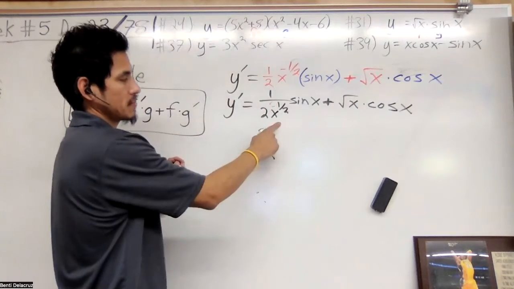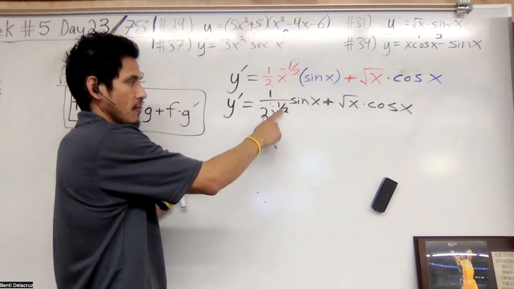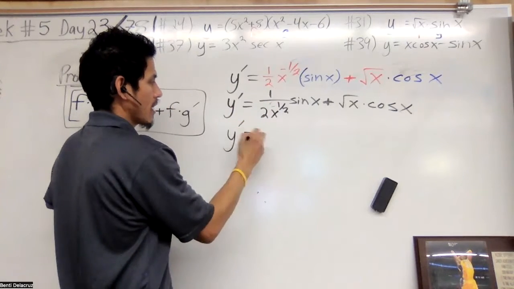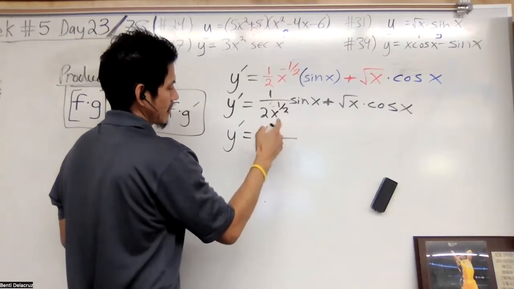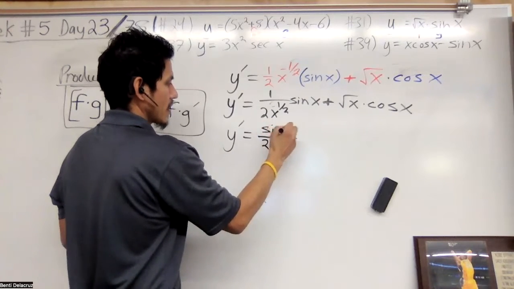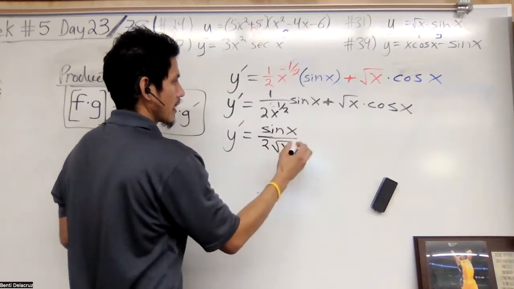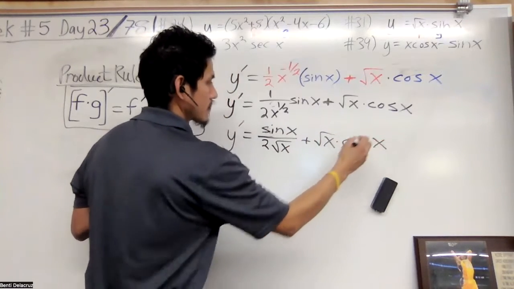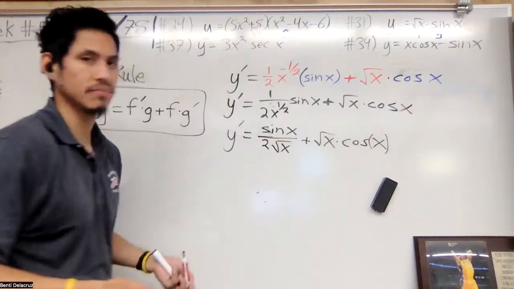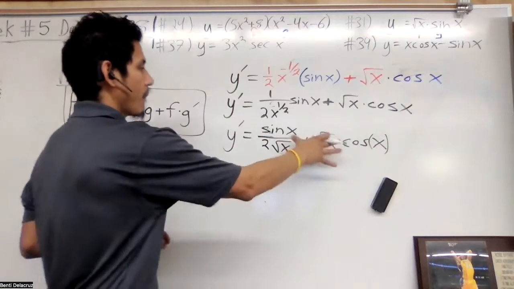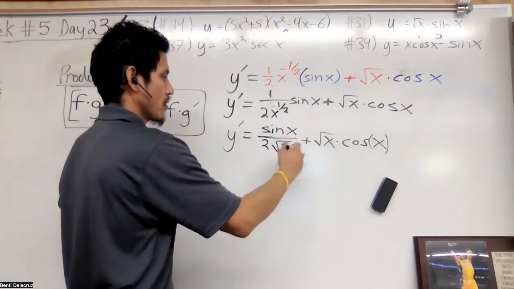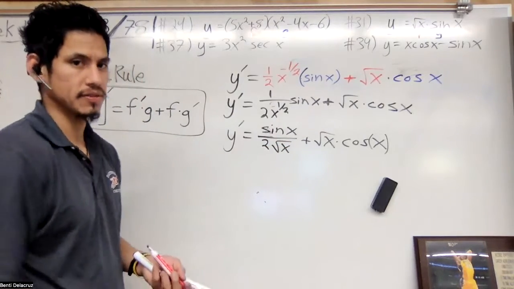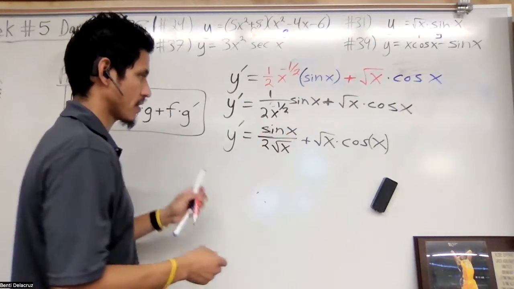And furthermore, usually textbooks will have the x to the 1/2 written as the square root of x. So then this will be the same as y prime equals 1/2, or let's actually write it as sine of x over 2 times the square root of x, plus the square root of x times the cosine of x. It's not necessary to combine them. Some books may go to the extreme and make it all over the same denominator, but it's not necessary because I want to focus on the calculus part.